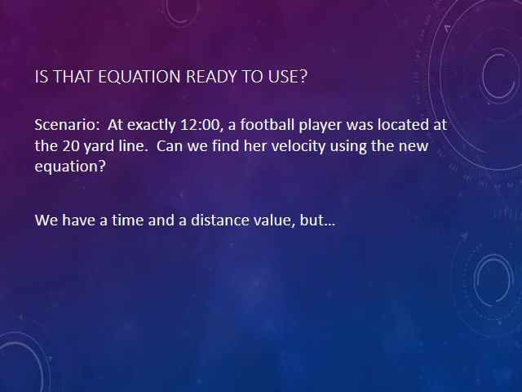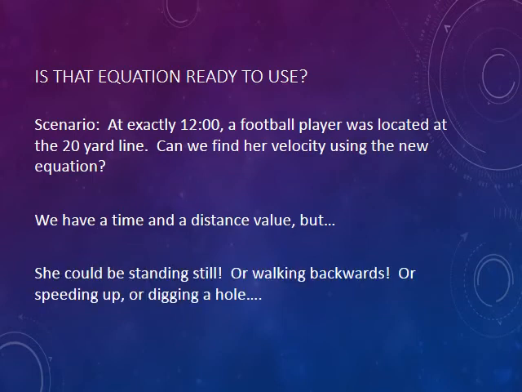So it's true we have a time value and we also have a distance value. And we're trying to find her velocity, but we don't really know what she could be doing. She could be standing still. She could be walking backwards. She could be standing there digging a hole. So we don't have quite enough information in order to calculate her velocity if we just know her time, the time at which she's standing there, and her position. So in order to make this equation more robust, we're going to need to add some operators.